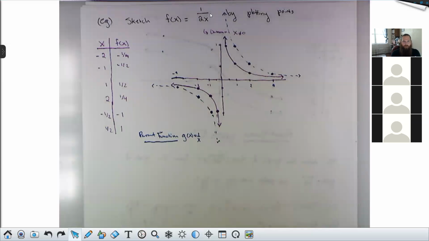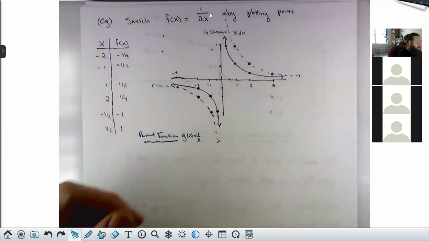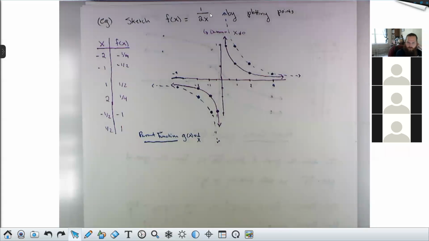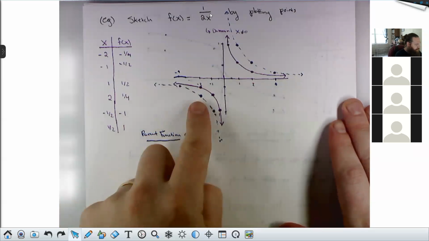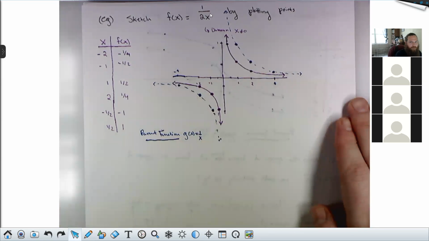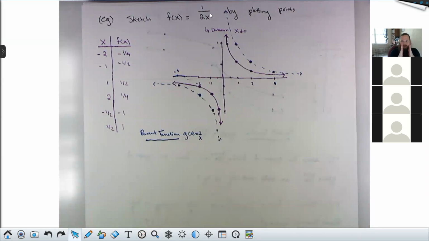Can anybody tell what's happened to the blue to get the purple? The numbers were double small. But if you take your hands and squish them in like this, you can smush this blue point onto this purple point, this blue point onto this purple point, and so on. If you compress the blue function horizontally, it will become the purple function.